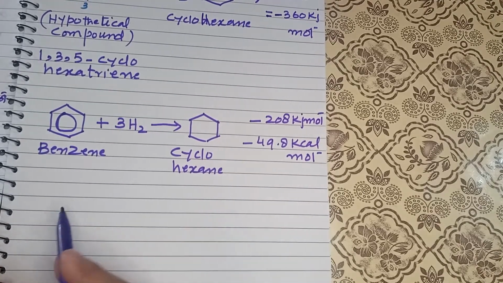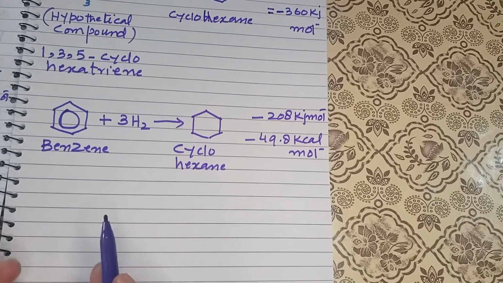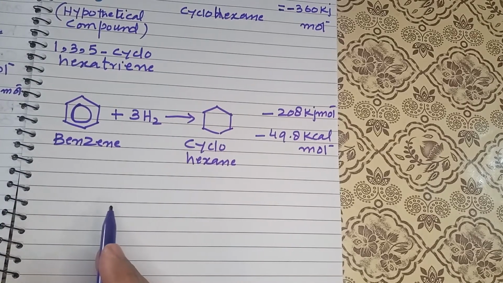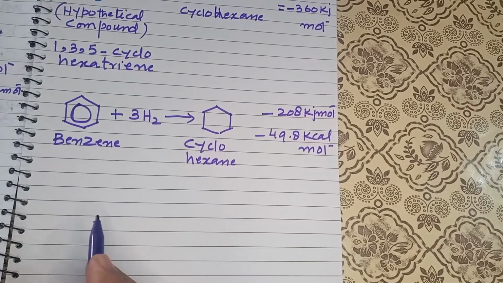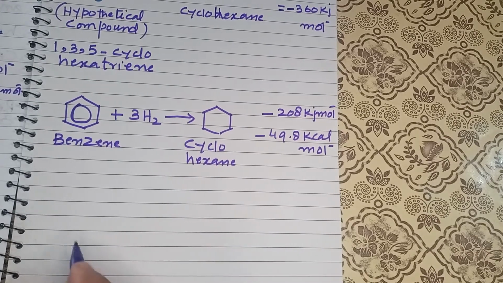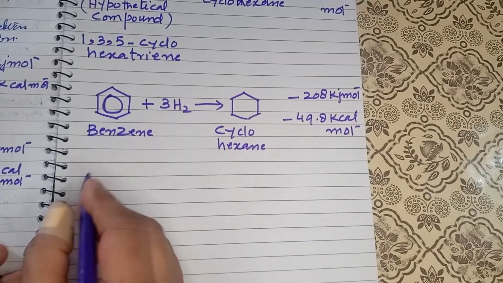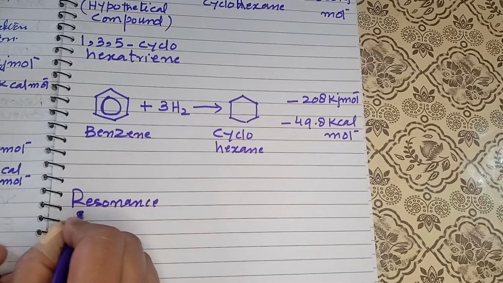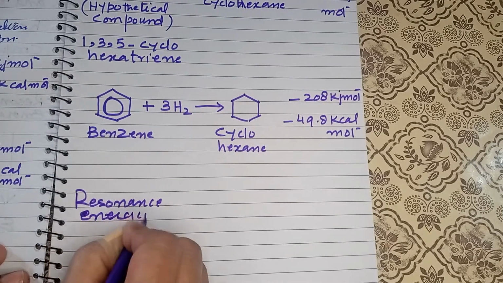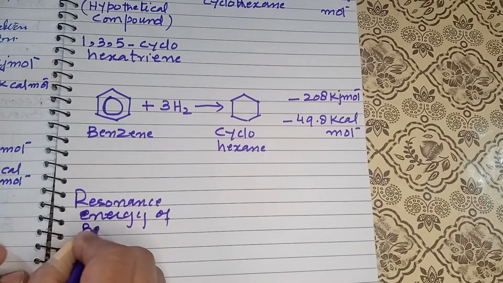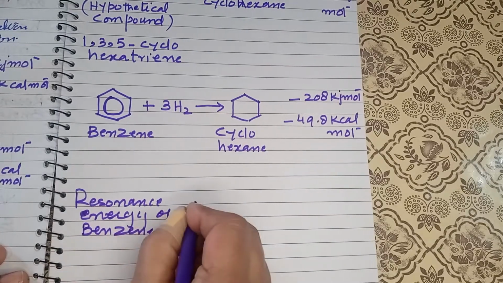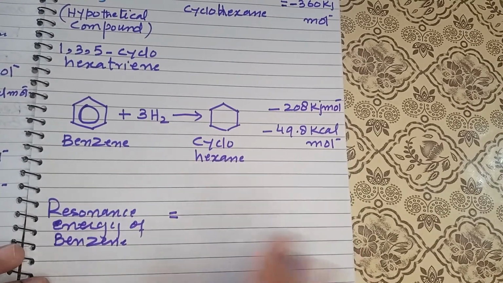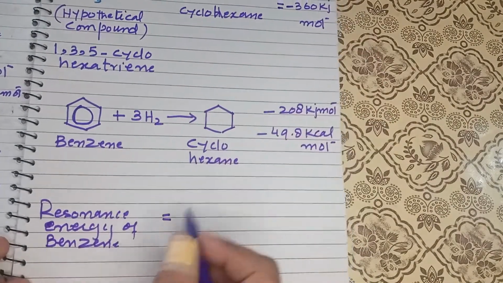Now students, how can we determine the resonance energy of benzene? We can determine the resonance energy of benzene by taking the difference between the experimental and the theoretical value of heat of hydrogenation, right? So resonance energy of benzene is equal to the theoretical value minus the experimental value. So what is the theoretical value? It is 360 kilojoule per mole, right?